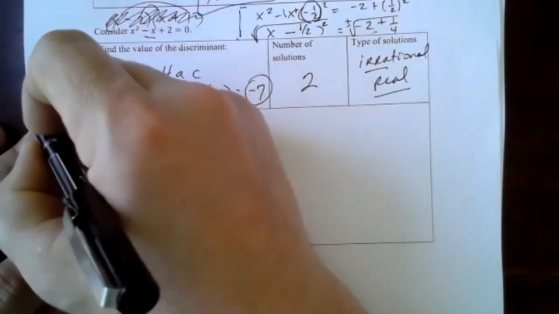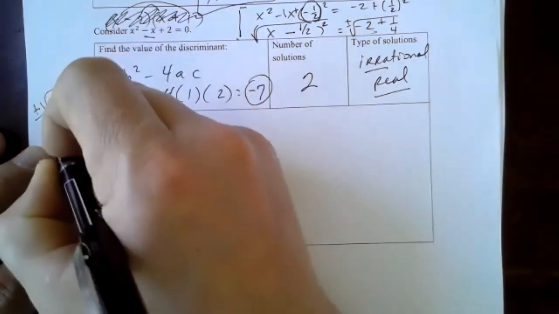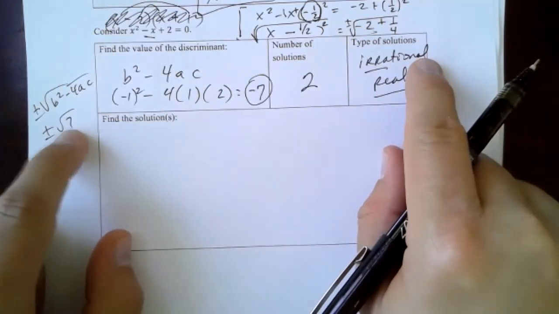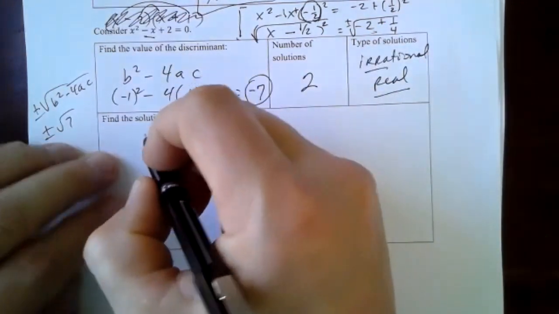There's going to be 2 solutions because we're going to add or subtract. Remember how it's plus or minus the square root of b squared minus 4ac? You're going to add or subtract the square root of 7. And that's why it's irrational, because you can't really do anything with the square root of 7 to make it a fraction.